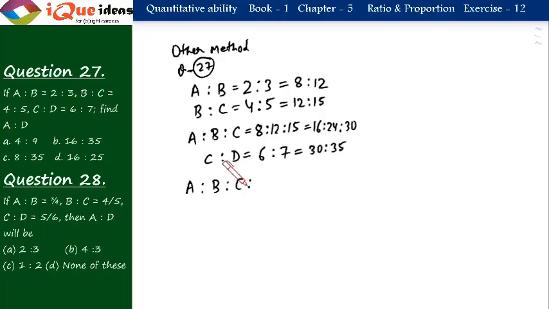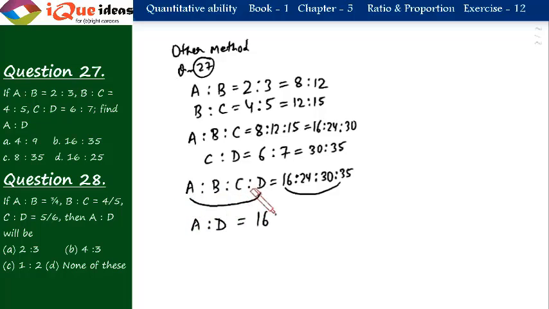That is A is to B is to C is to D is equal to 16 is to 24 is to 30 is to 35. Alright. From here you can see the ratio of A and D would be 16 is to 35. So A is to D is equal to 16 is to 35. So this is another way of doing the same question, right?